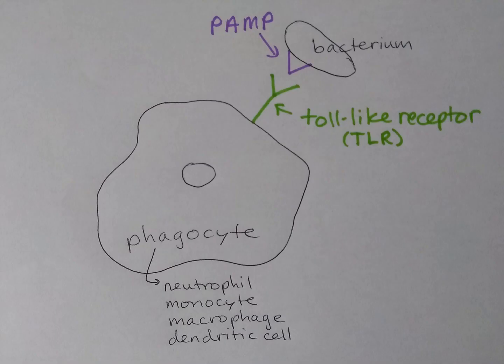Here's a picture of a neutrophil. Any of the phagocytes will have these toll-like receptors on them, receptors that will recognize the PAMPs, the pathogen-associated molecular patterns. So maybe this PAMP here is part of the peptidoglycan cell wall on the bacterial cell. It is important to know, and we'll be talking about this, there are 4 different phagocytes. We have neutrophils, monocytes, macrophages, and dendritic cells. All 4 of those are phagocytes. So make sure you have those memorized. Those are pretty important.